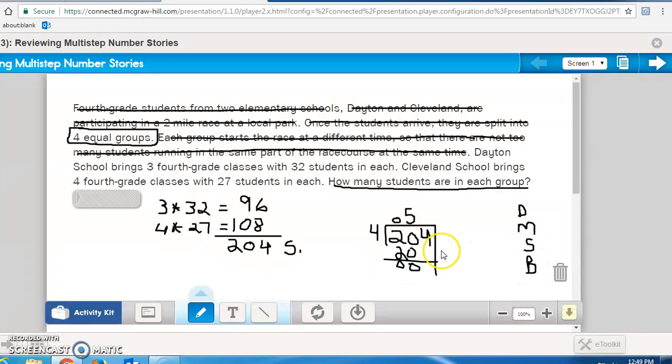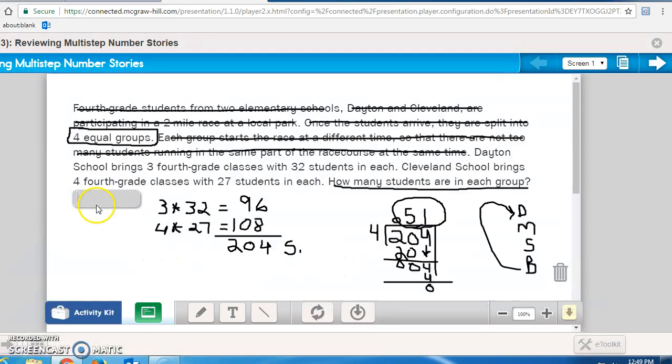Now I do my B. I bring down. My 4 comes down alongside my zeros. So now I start all over again by dividing. 4 divided by 4 is 1. I multiply back. 1 times 4 is 4. I subtract. 4 minus 4 is 0. I don't have anything to bring down. So how many students are in each group? I just figured out that my quotient is 51 students.